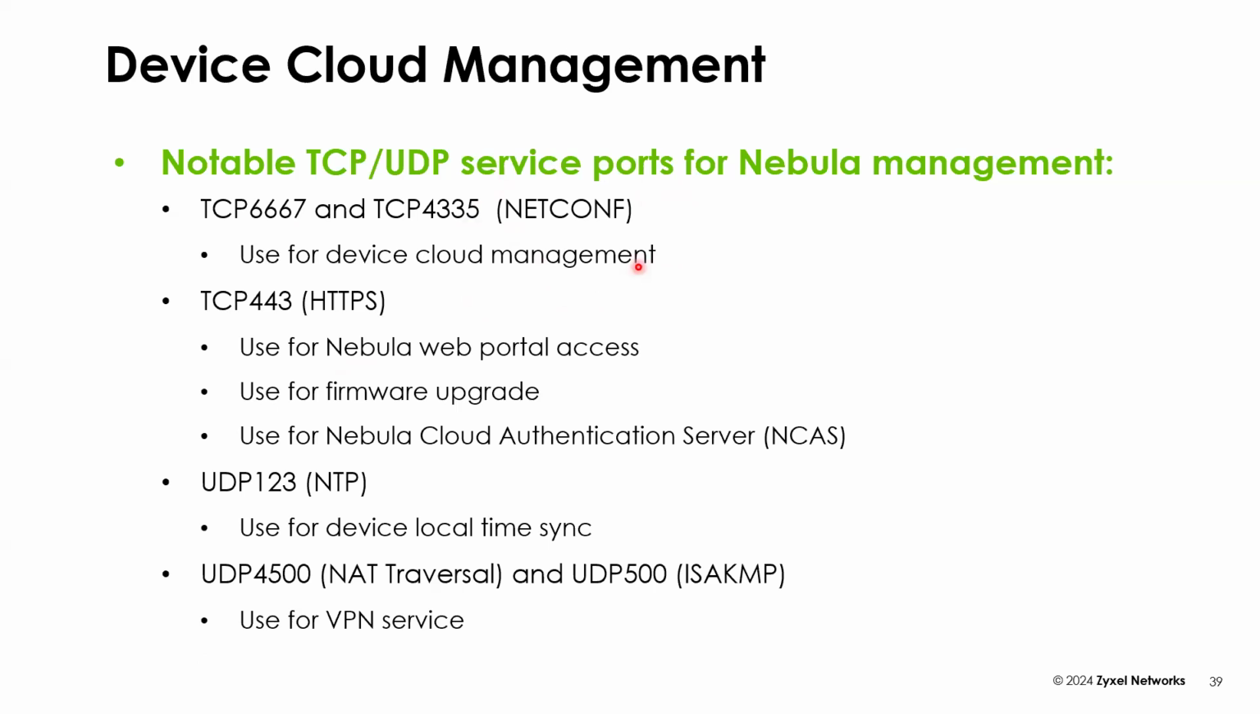So for the netconf protocol that we use to communicate with the cloud, TCP 6667 and 4335 need to be allowed. For HTTPS, you do need to allow TCP port 443. If our devices do not have access to an accurate time server, they will lose the ability to communicate with the cloud due to encryption reasons. So you do need to allow UDP port 123 outbound. And then if you're using our VPN services, you do need to allow UDP 4500 and UDP 500 out.